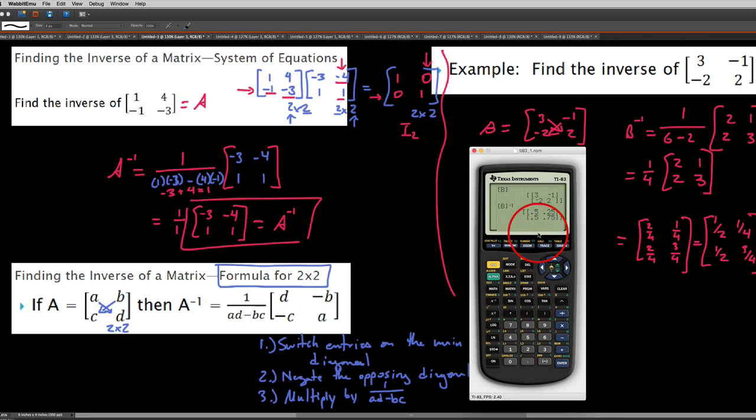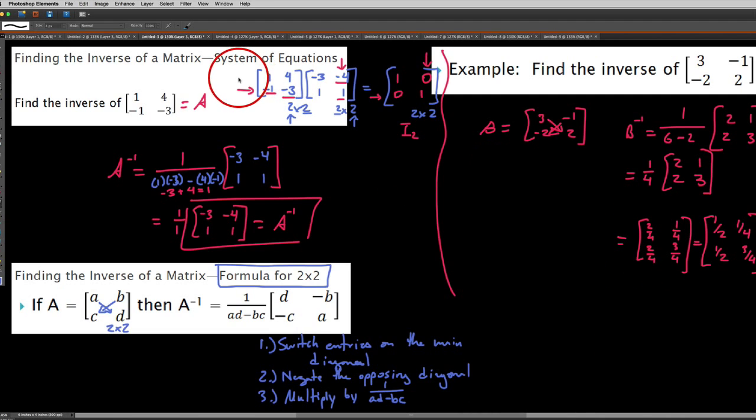But if you want to change these into fractions, right after you get your answer, you go into your math menu. This button here that says math, and the first option says convert my answers to fractions. So if I take my last matrix answer and convert it to fractions, we get this matrix that you see right here.